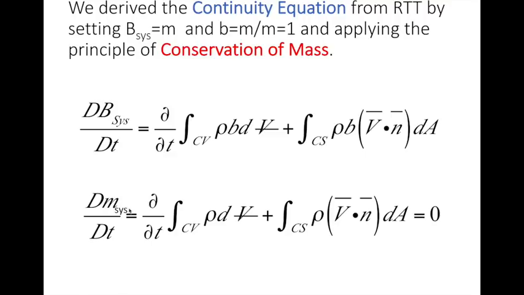And the other thing to recognize is from the conservation of mass principle, that for a closed system, mass must be conserved. Therefore, the total derivative of the mass with respect to time is equal to 0. So there we are. We've got our continuity equation. So that part's pretty simple.